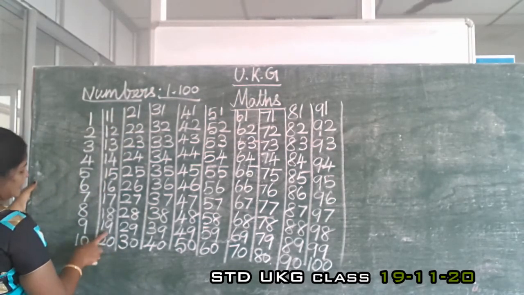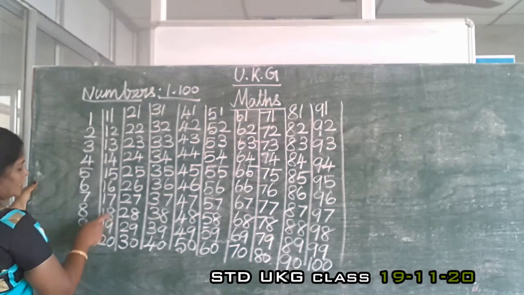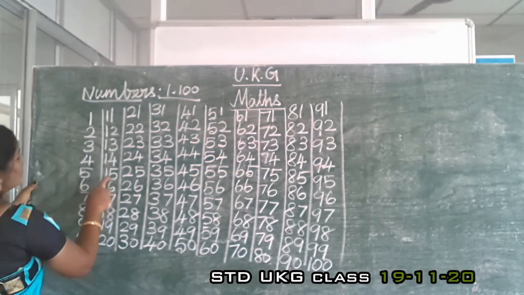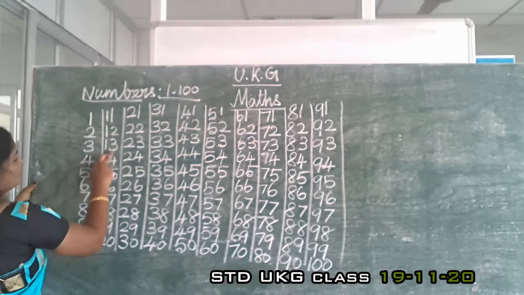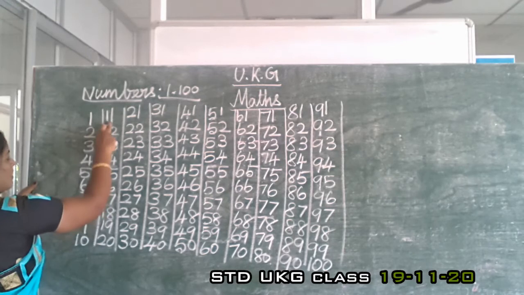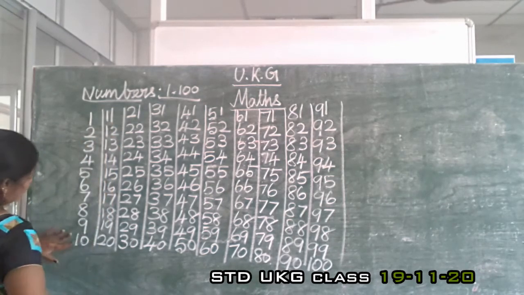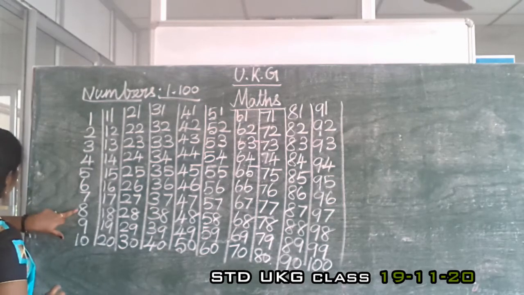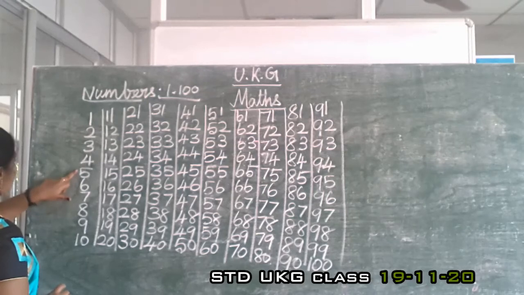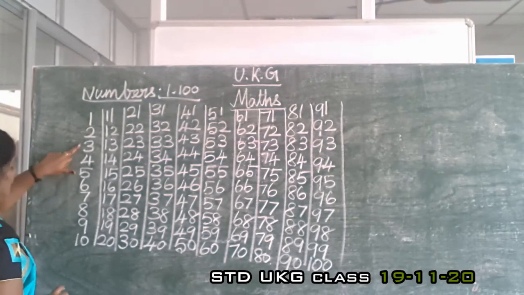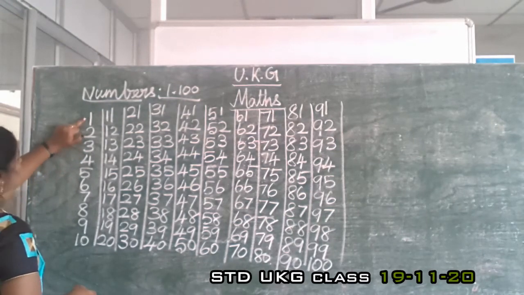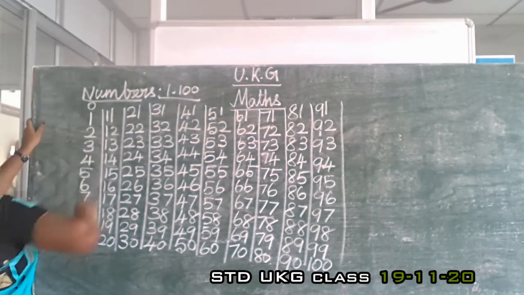20 before number 19. 19 before number 18. 18 before number 17. 17 before number 16. 16 before number 15. 15 before number 14. 14 before number 13. 13 before number 12. 12 before number 11. 11 before number 10. 10 before number 9. 9 before number 8. 8 before number 7. 7 before number 6. 6 before number 5. 5 before number 4. 4 before number 3. 3 before number 2. 2 before number 1. 1 before number 0. Okay?